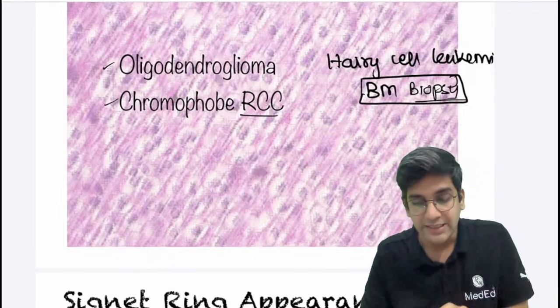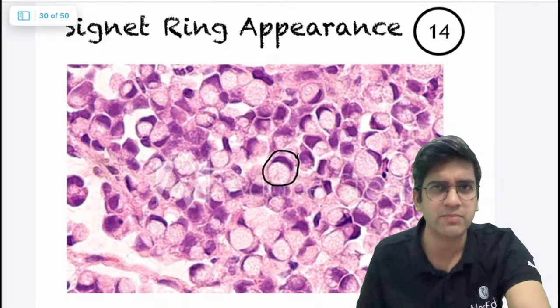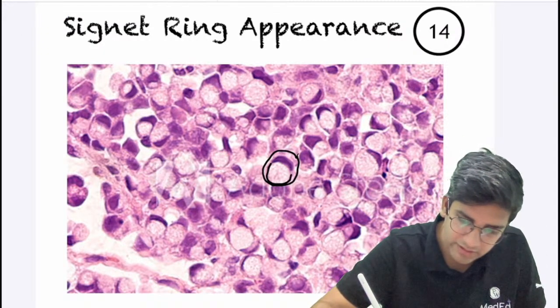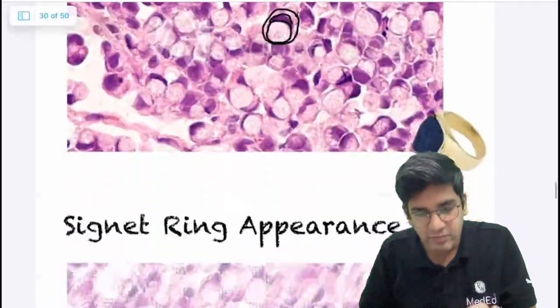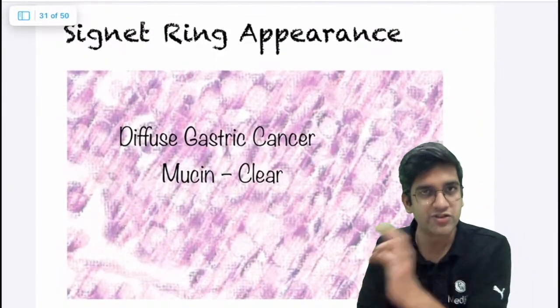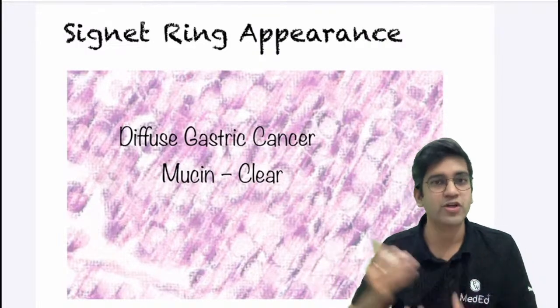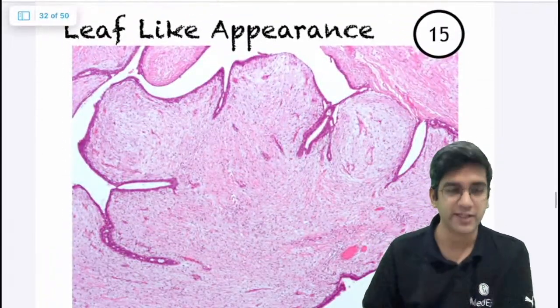Okay, got it. Signet ring cells. We did read this when we were discussing neoplasia sometimes, right? It looks like a ring. It has a completely clear cytoplasm with a nucleus at the top. Looks like a ring. Signet ring morphology seen in diffuse gastric cancer. The reason for the link is mucin. Mucin is clear in appearance, so it looks like a ring, obviously, right? Signet ring morphology, fine. Okay, leaf-like.